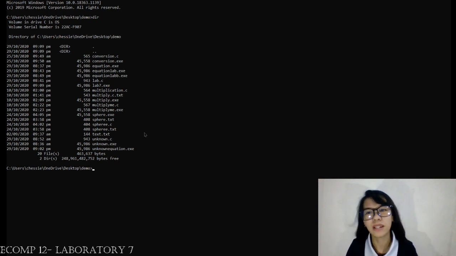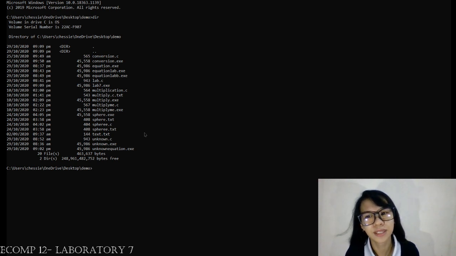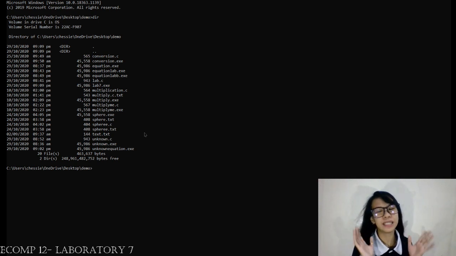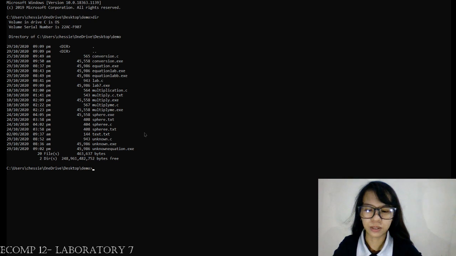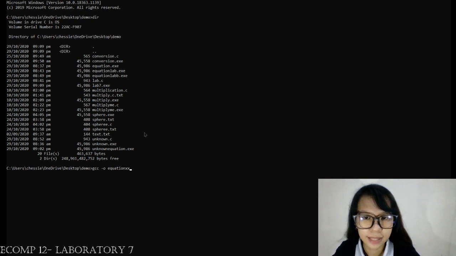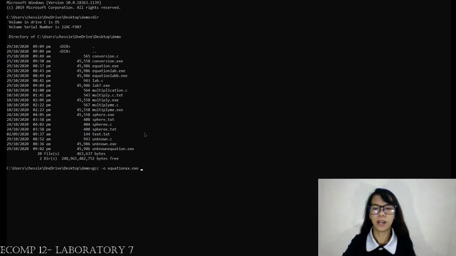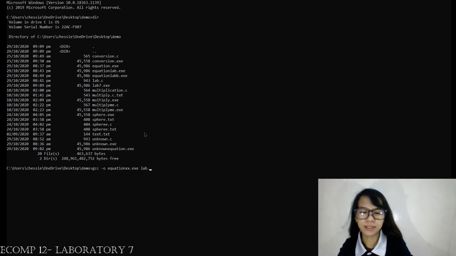Okay, first we are going to the command prompt. As you can see, I already typed the directory and we can find my file folder or source code, which is lab.c. Now we are going to compile it through gcc -o and our file name, with the executable being equation xx.exe, and then our source code, which is lab.c.